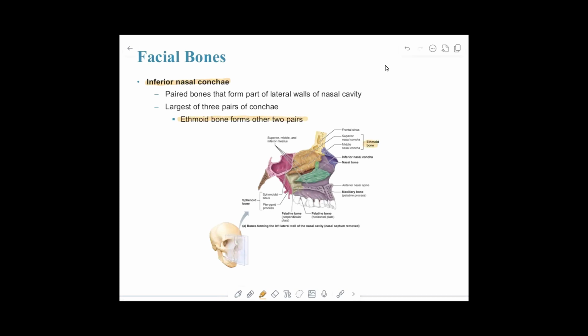So we see the ethmoid bone here, the inferior nasal concha, the nasal bone, maxillary bone, palatine bone, and sphenoid bone. We can see on this image the superior, middle, and inferior meatuses, and the frontal sinus for the frontal bone. Within the ethmoid bone, we have the superior nasal concha and middle nasal concha. The maxillary bone has the palatine process. The palatine bone also has the perpendicular plate. And in the sphenoid bone, we have another sinus. So again, you need to remember that there are four pairs of sinuses, and we'll see that in a slide coming up.